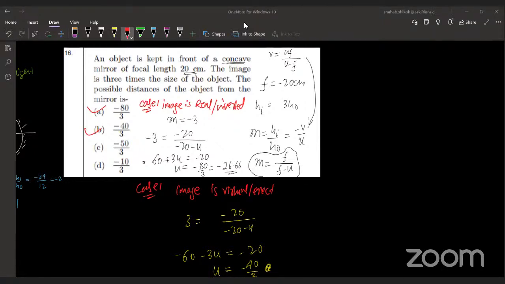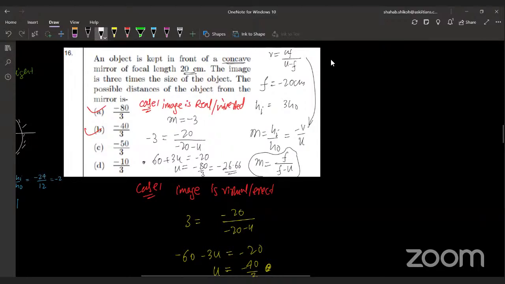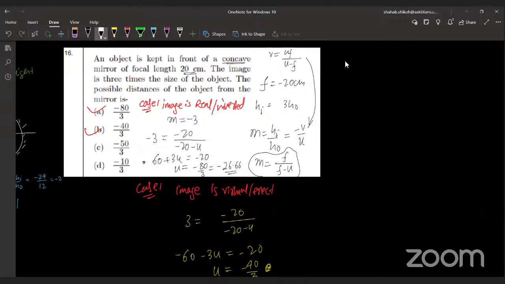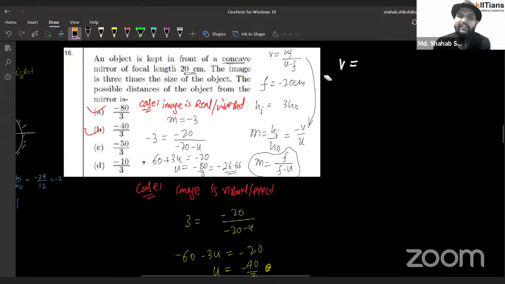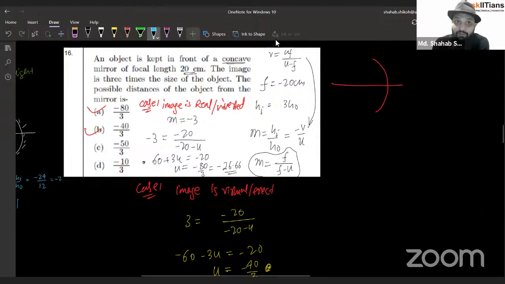Can we use another method and solve this? Another method you can use, Rachit, but that is lengthy and complicated. Another method is, you can solve it mentally. We know that a concave mirror forms the larger size image only between C and F, and between P and F also. That's what I'm telling you. But that is virtual, right?